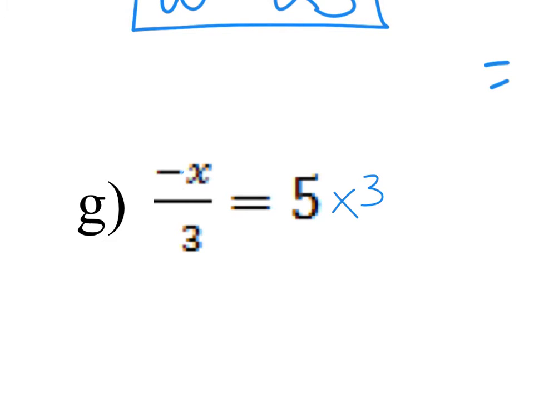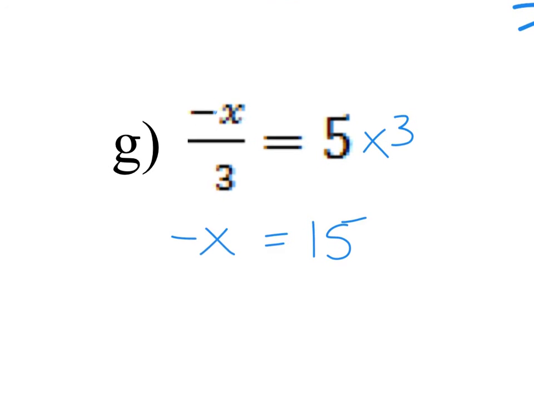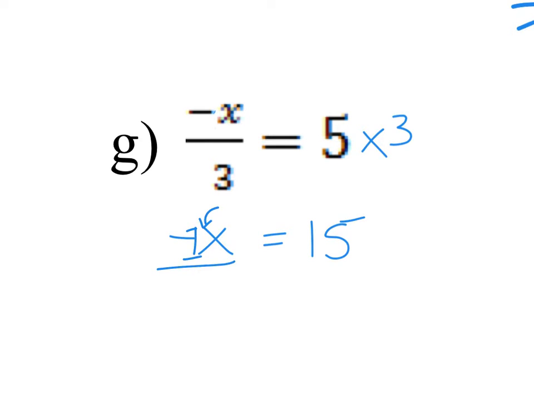And that'll cancel out my 3s. It doesn't change my variable. It doesn't make it a positive all of a sudden. So 5 times 3 is 15. Now what do I still have in front of this x? A negative 1. What's the operation between that negative 1 and that x? Multiplication. So to undo multiplication, you'll need to do division. So I'll divide by negative 1, and x will be equal to negative 15.